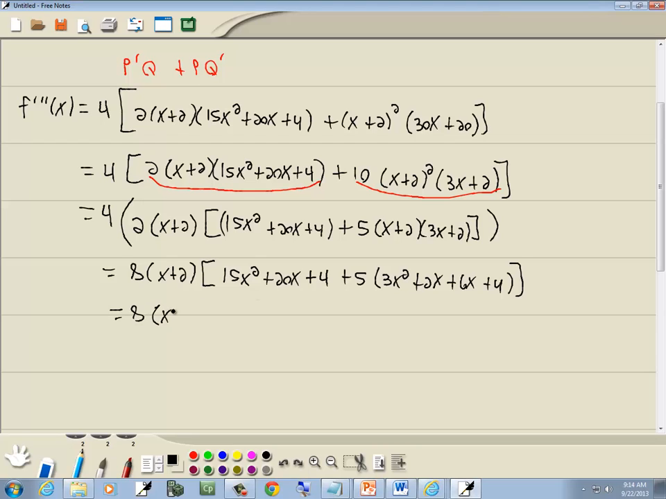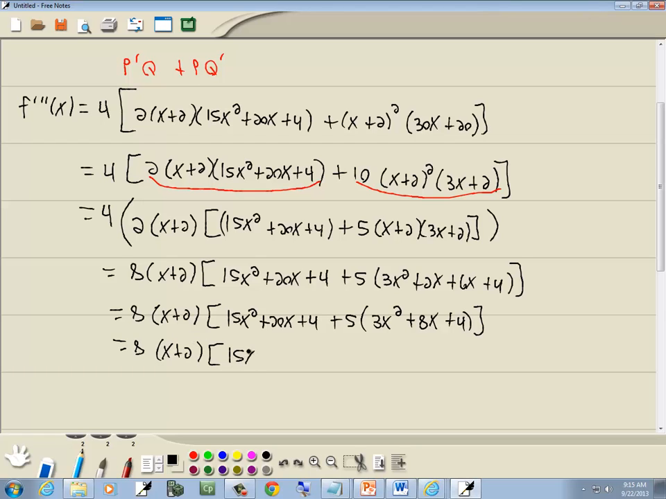It gives us 8 times x plus 2. We got 15x squared plus 20x plus 4 plus 5 times 3x squared, combine together like terms, 2x plus 6x is 8x plus 4. 8 times x plus 2, 15x squared plus 20x plus 4, multiply the 5 through. 5 times 3 gives us 15x squared. 5 times 8x gives us 40x. 5 times 4 is 20.